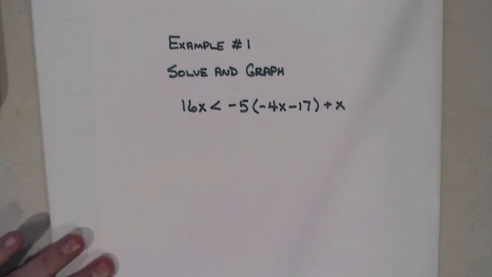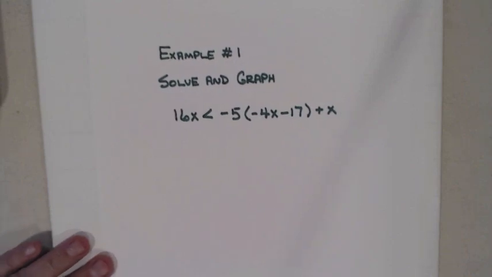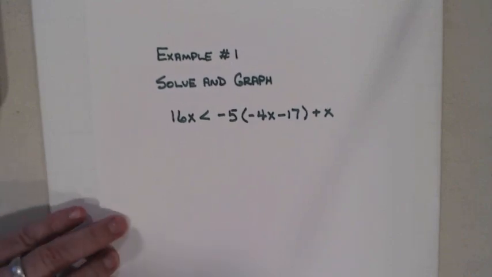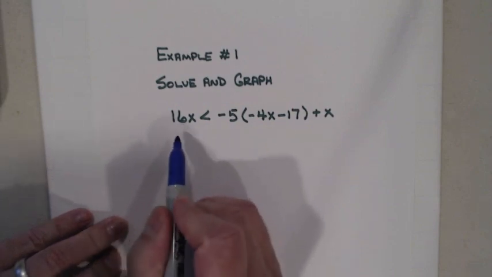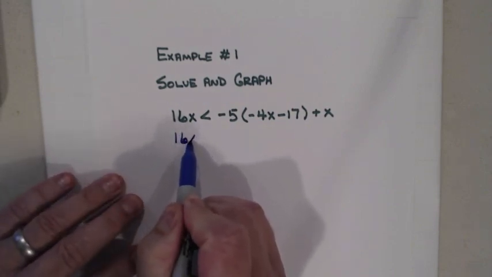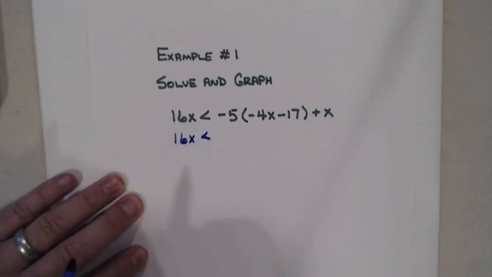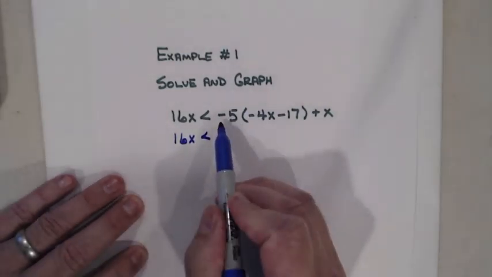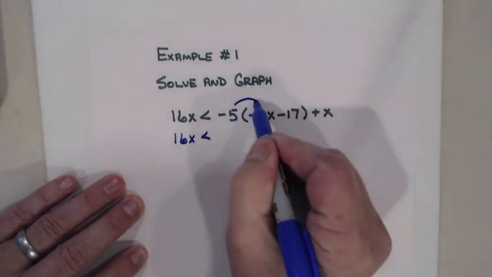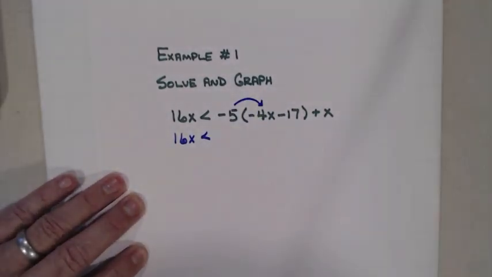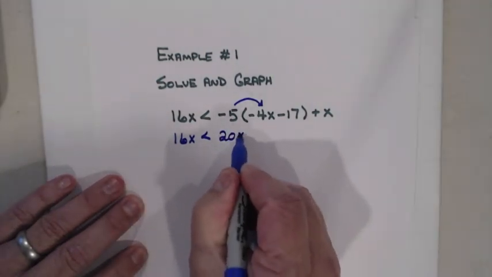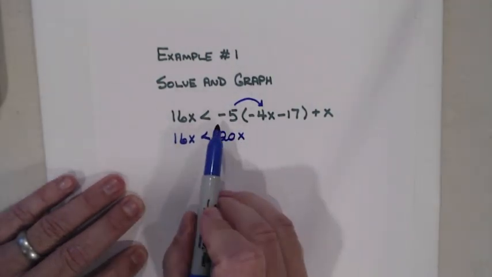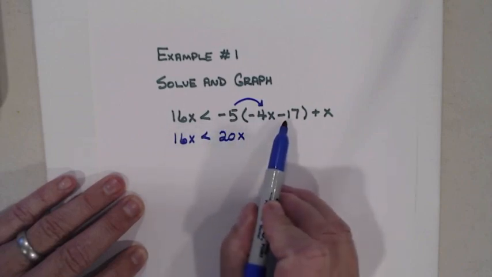The very first thing I look for is I see if it has parentheses in it, and it does. Since it has parentheses in it, I need to use a distributive property. I'm going to bring this 16x down, and I'm going to take what's on the outside of the parentheses and multiply it to what's on the inside of parentheses. This is a negative 5.